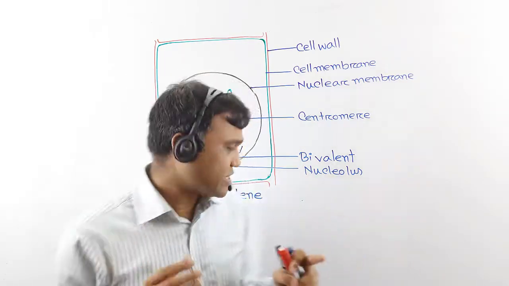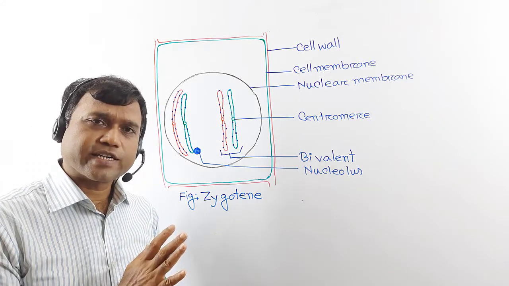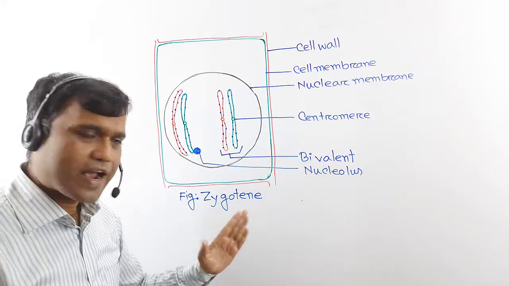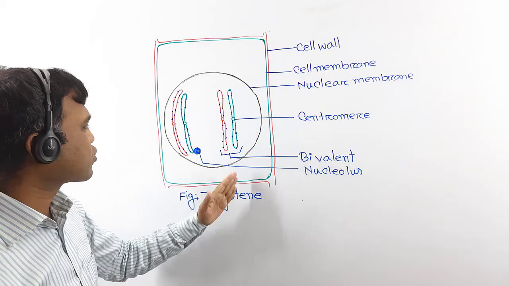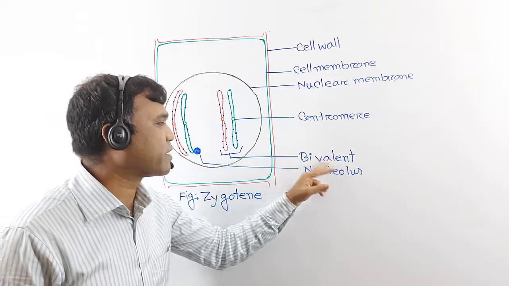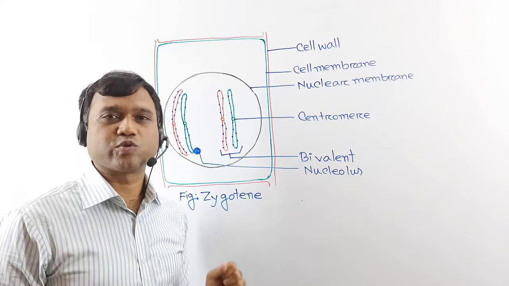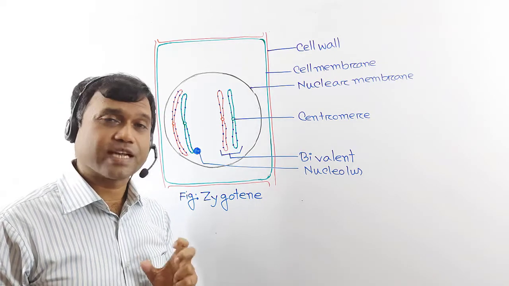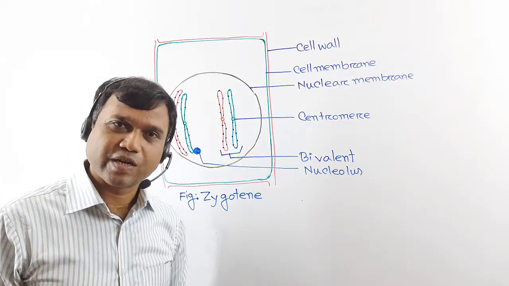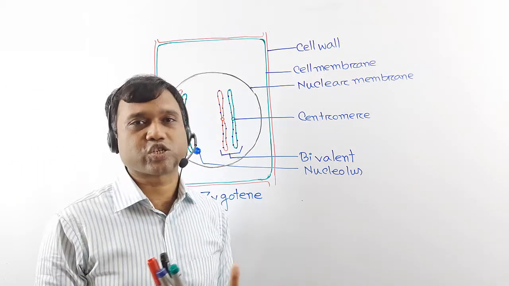The second substage name is zygotene. So the identifying characteristics of zygotene are, at first, same locus chromosomes come close and make a pair. This pair is known as bivalent, and the process by which this bivalent is produced is known as synapsis. Second point, the nuclear membrane and nucleolus remain unchanged. Next point, by reducing water, the chromosome gradually becomes thick and short.